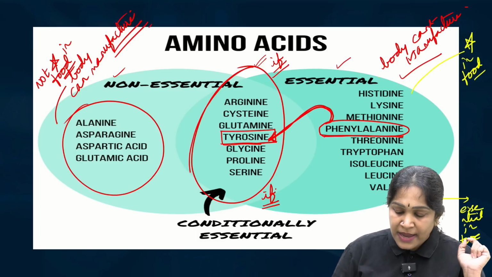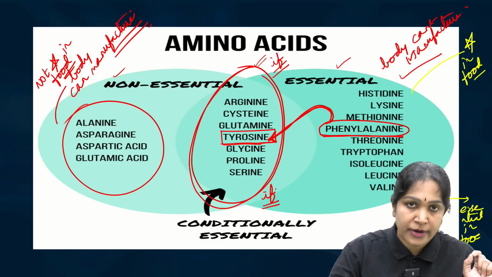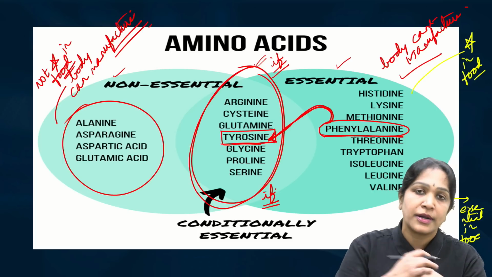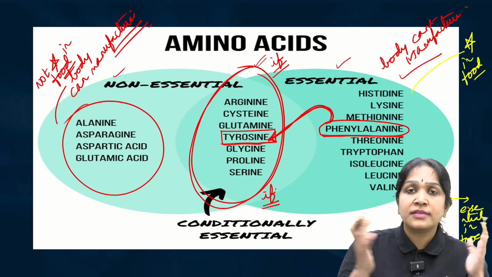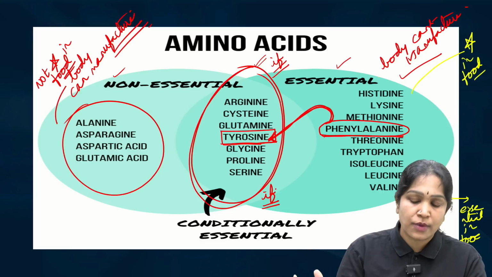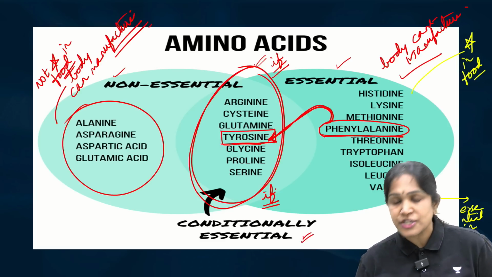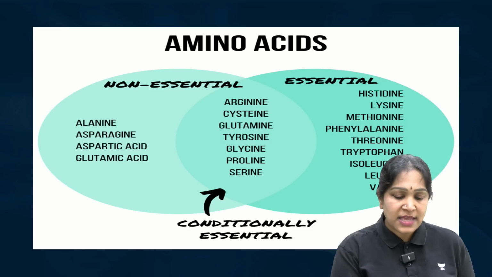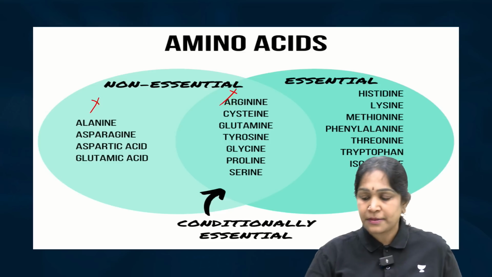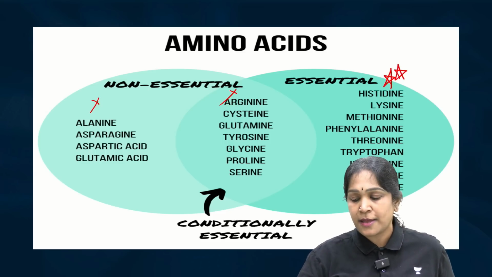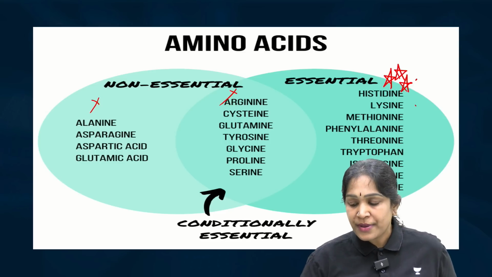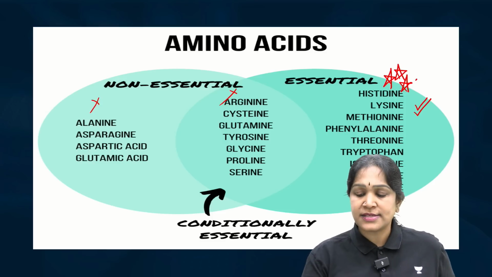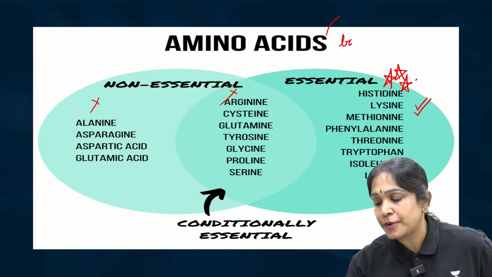So whether our body can manufacture these amino acids or not depends on the presence or absence of the other amino acids. Therefore, they are called conditionally essential amino acids. From the exam point of view, these are not very important, but the essential amino acids are important. You can memorize this list of essential amino acids. And amino acids are the building blocks of the proteins.